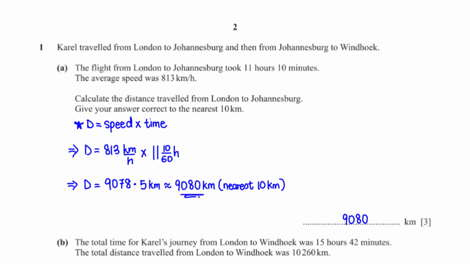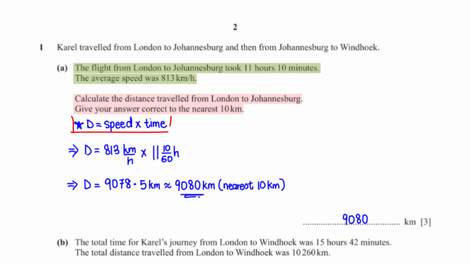Carol traveled from London to Johannesburg and then from Johannesburg to Windhoek. The flight from London to Johannesburg took 11 hours 10 minutes. The average speed was 813 kilometers per hour. Calculate the distance traveled from London to Johannesburg. Give your answer correct to the nearest 10 kilometers.